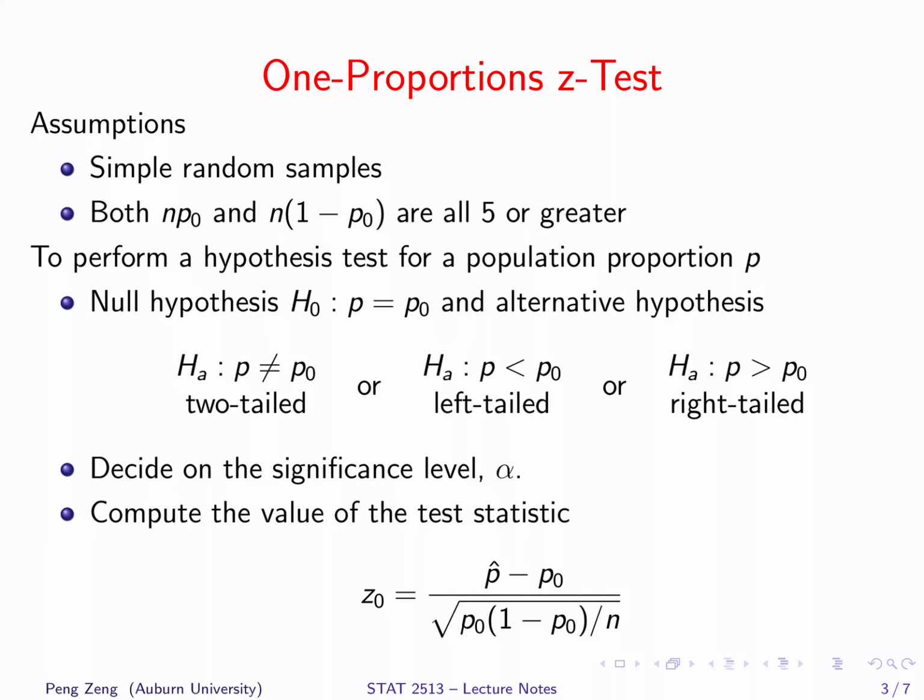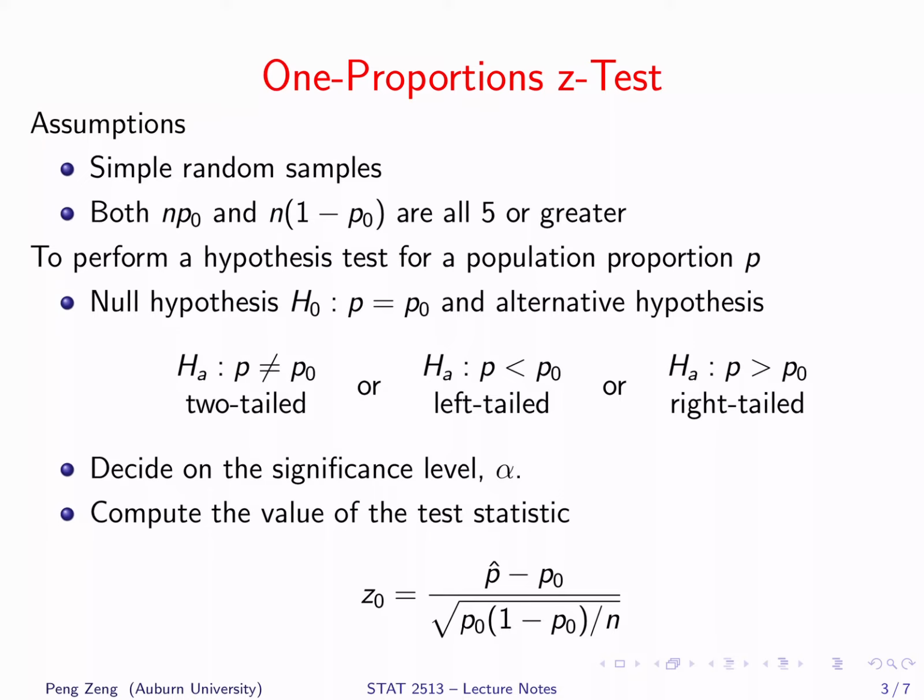To perform a hypothesis test for the population proportion, we first need to correctly identify the null and alternative hypothesis. The null hypothesis is always p equals p0. There are 3 possible alternative hypotheses. For a two-tailed test, p is not equal to p0. For a left-tailed test, p is less than p0. For a right-tailed test, p is larger than p0.